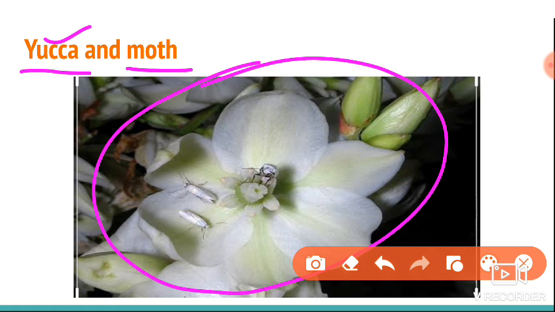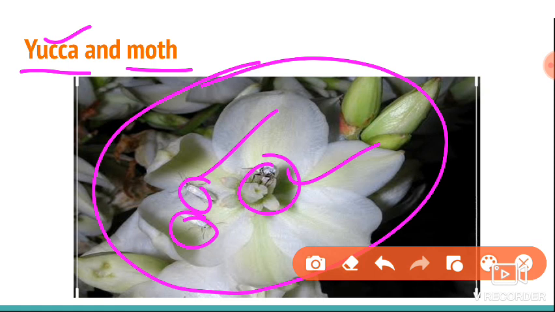You can see here the small moths. In the yucca plant, the plant will not complete its life cycle without the moth, and the moth will not complete its life cycle without the yucca plant, because the yucca plant provides safe places for the moths to lay the eggs.